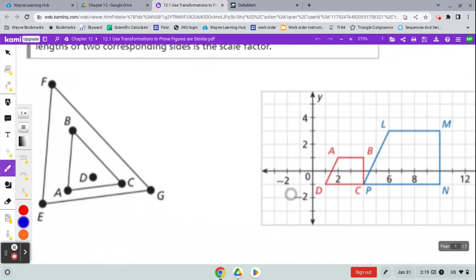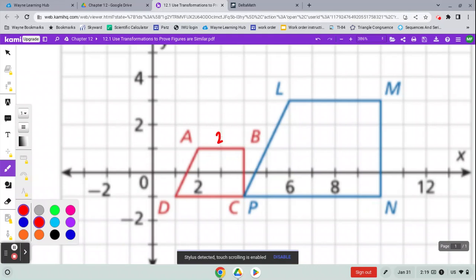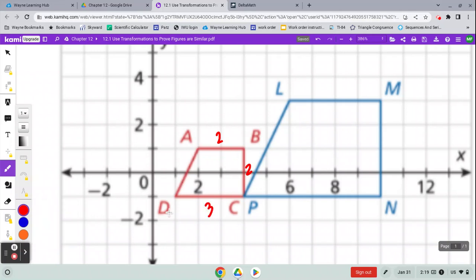So let's talk about how we could prove that sides are proportional. If we look here, we can start with AB. What's the distance from A to B? A to B is 2, B to C is 2, D to C is 3. Now we could find this using the distance formula, but for now, we'll just move on. We'll just show how we know that they're proportional. So on the blue figure, L to M is 4, M to N is also 4, P to N is 6.